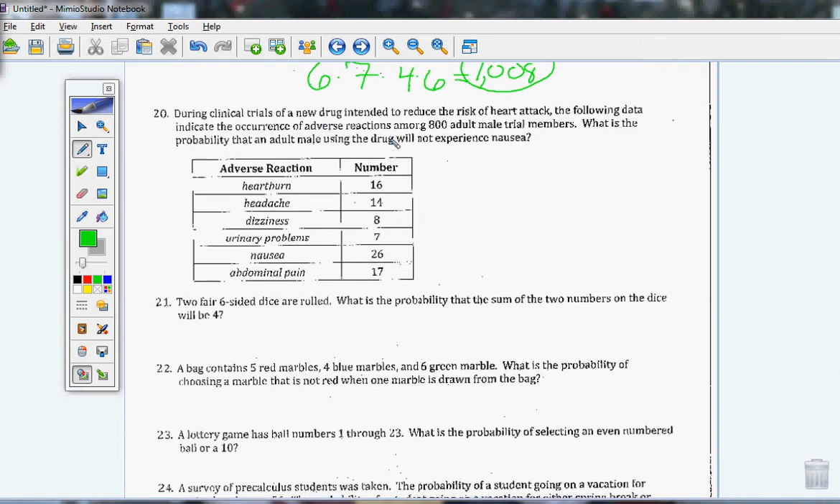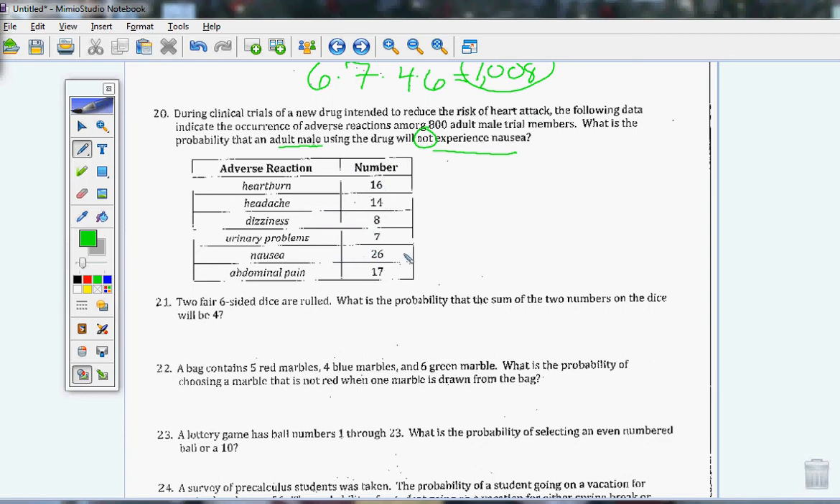During trials of a new drug intended to reduce the heart attack, we got this data. But they're asking, what is the probability that an adult male using the drug will not experience nausea? Not experience nausea. Okay? So what do we got? We got adverse reactions among 800 adult male trial members. Okay? So looking through here, 800 people took it, right? So out of 800, how many got heartburn? How many got a headache? How many got dizziness and all that?